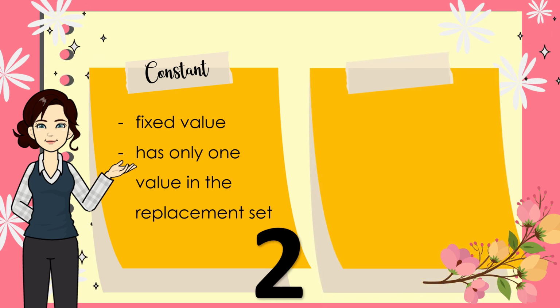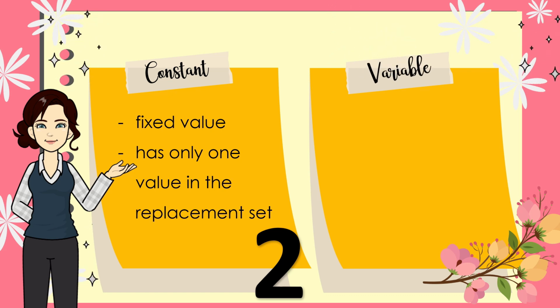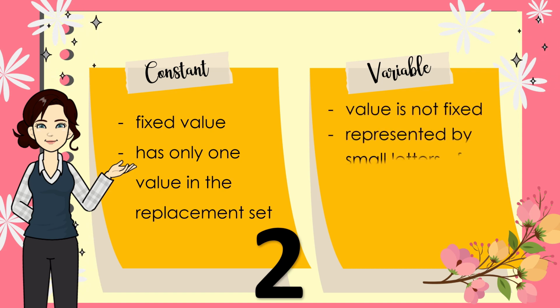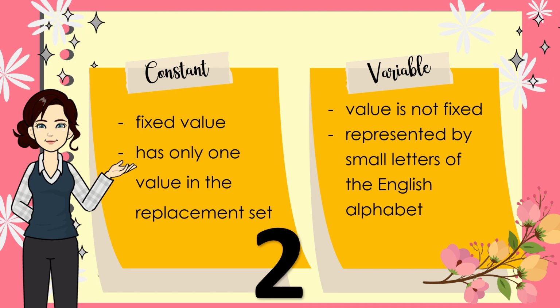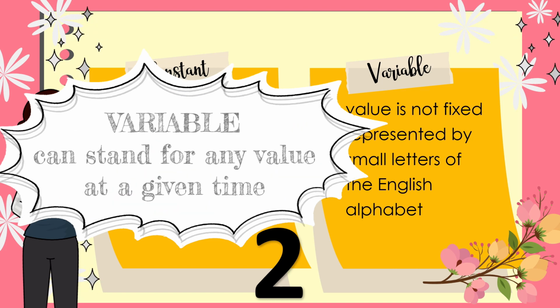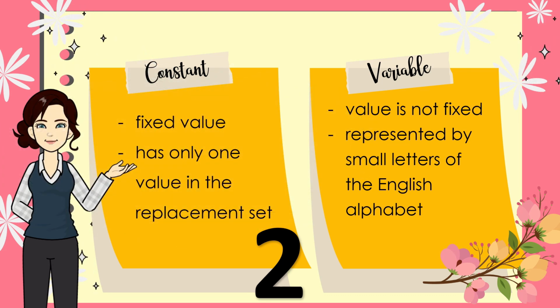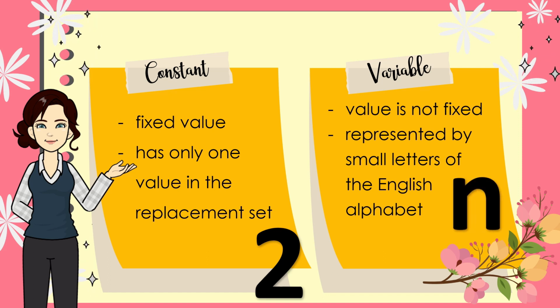The next word is variable. Ano nga ba ang variable? Ang variable ay quantity whose value is not fixed, and it is represented by small letters of the English alphabet. So, pwede siyang mag-stand for any value at a given time, but it cannot stand for different values at the same time. Example niya ay yung letter N.